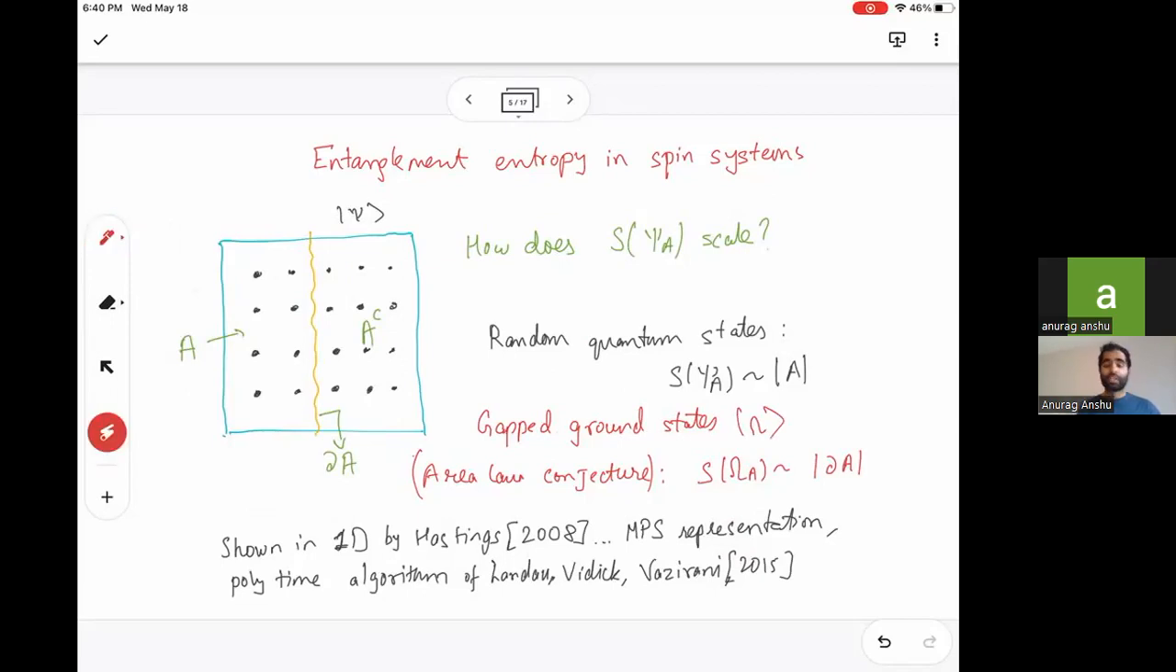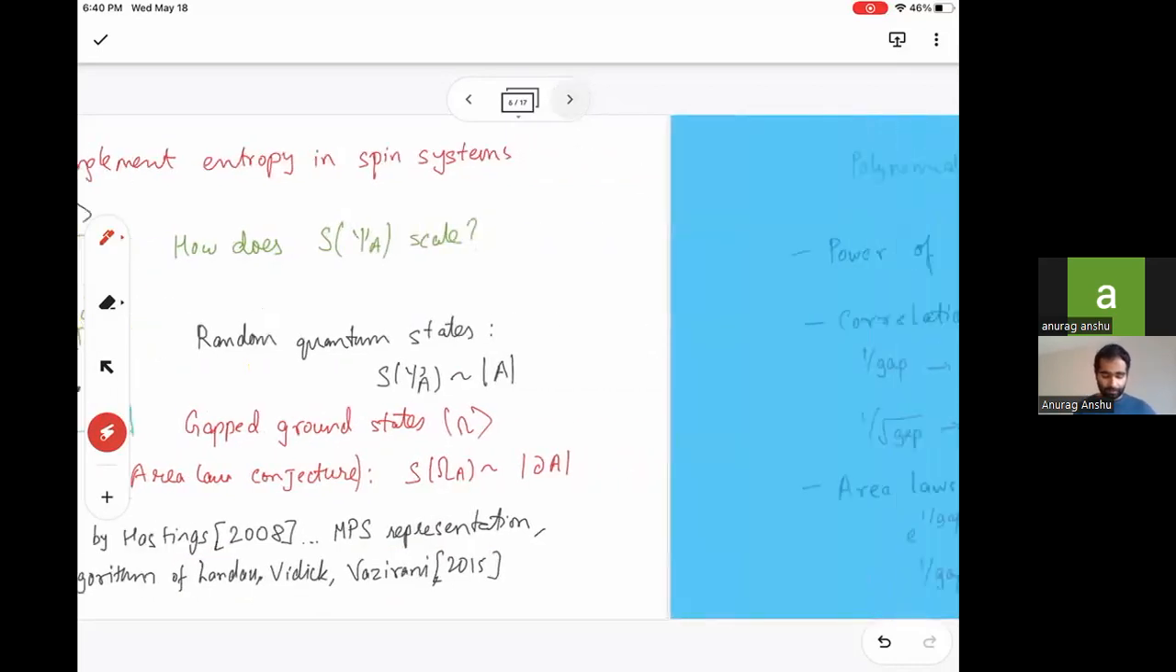Thus far, in full generality, it has only been shown in 1D by Hastings' seminal result from 2008, and this has led to several important consequences that came a few years afterwards. But this question so far is open in 2 dimensions in full generality.